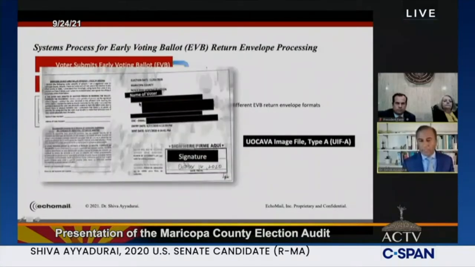There are also another set called UOCAVA image files, and there are 3 different kinds. Here you have the signature here, the date here, the name of the voter here.